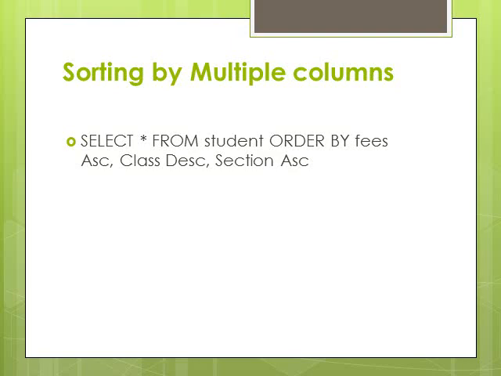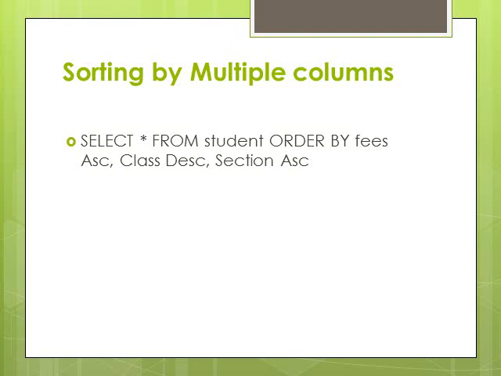You can also order by columns which are not included in the select clause. For example, you want to display only name, class, and fee, but you want to sort the records as per the sections also, which are not being displayed. Then you can write the query select name, comma class, comma fees, order by class, comma section DESC.